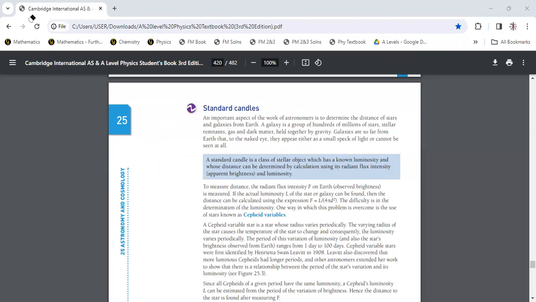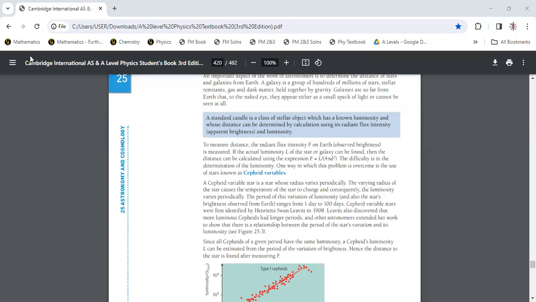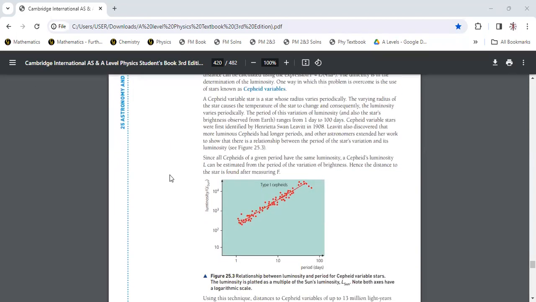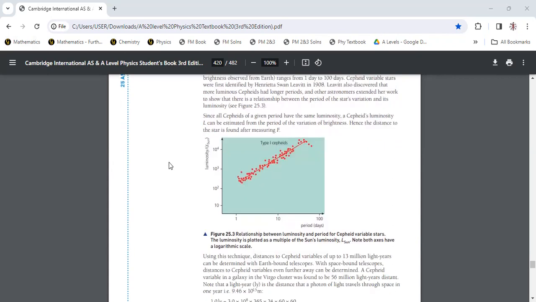Now, we have an issue here. How are we going to determine the luminosity in the first place? There's a way to overcome this problem. We use something called Cepheid variables, where the radius varies periodically. So it causes the temperature of the star to change and the luminosity always varies. The scientist Henrietta Swan Leavitt in 1908 discovered that the more luminous Cepheids have longer periods, and there's a relationship between the period and the star's variation in luminosity.